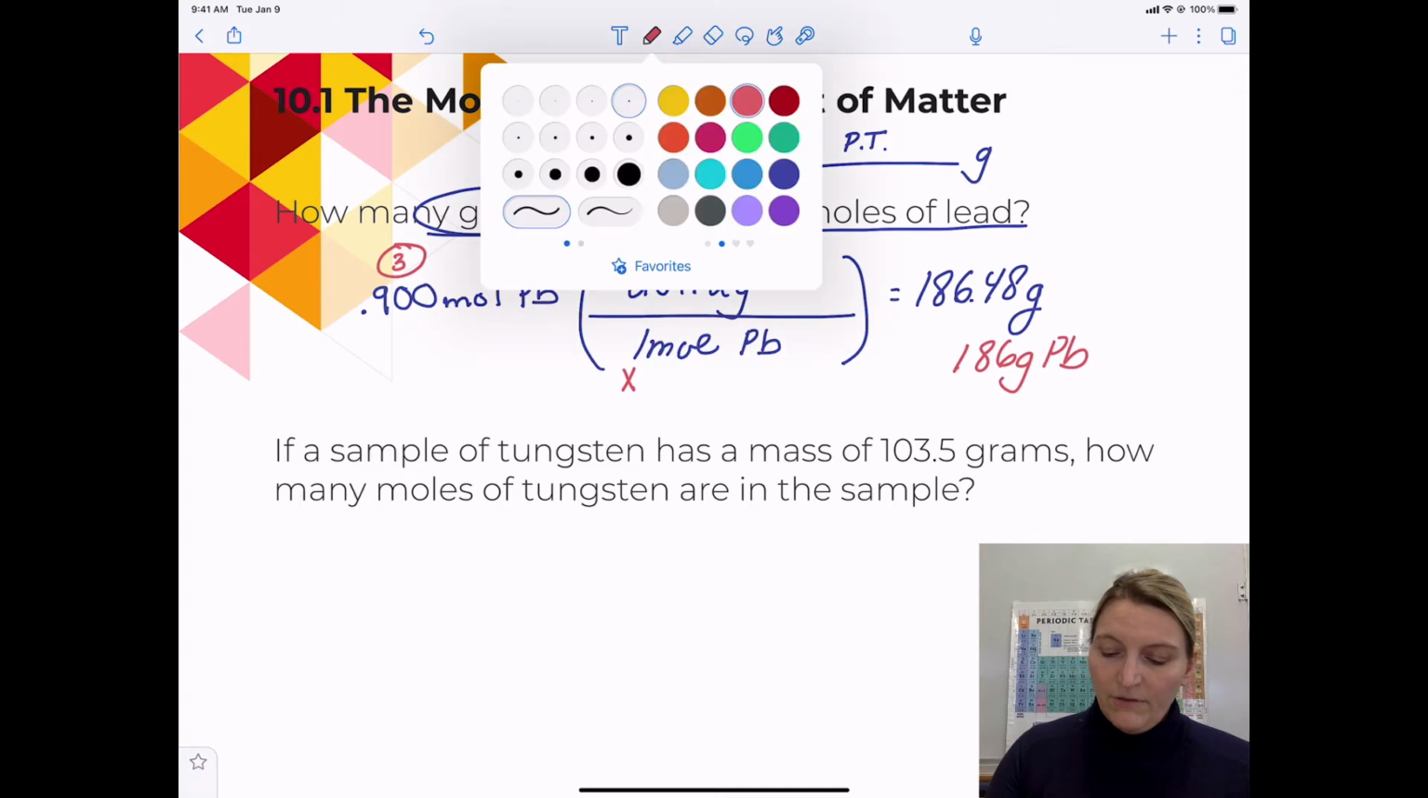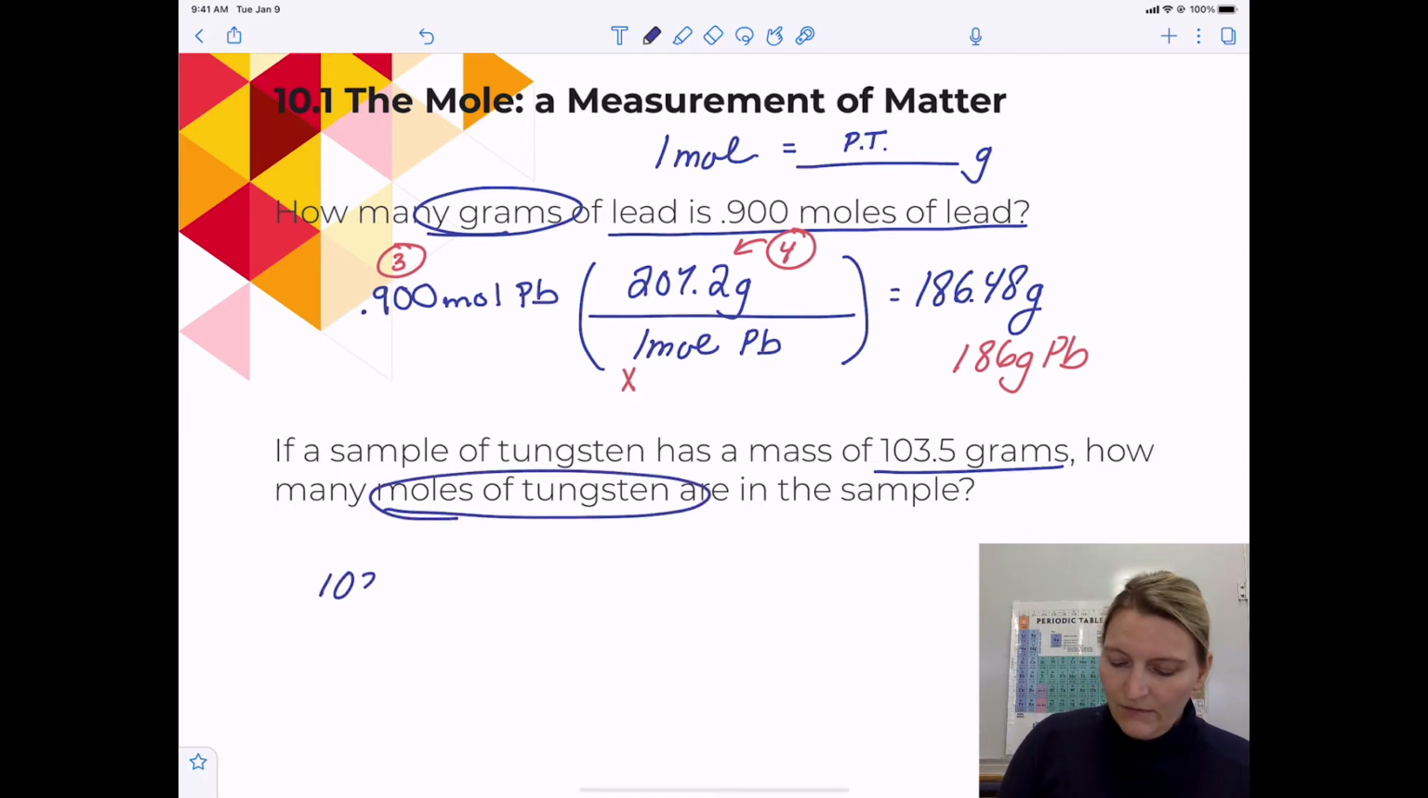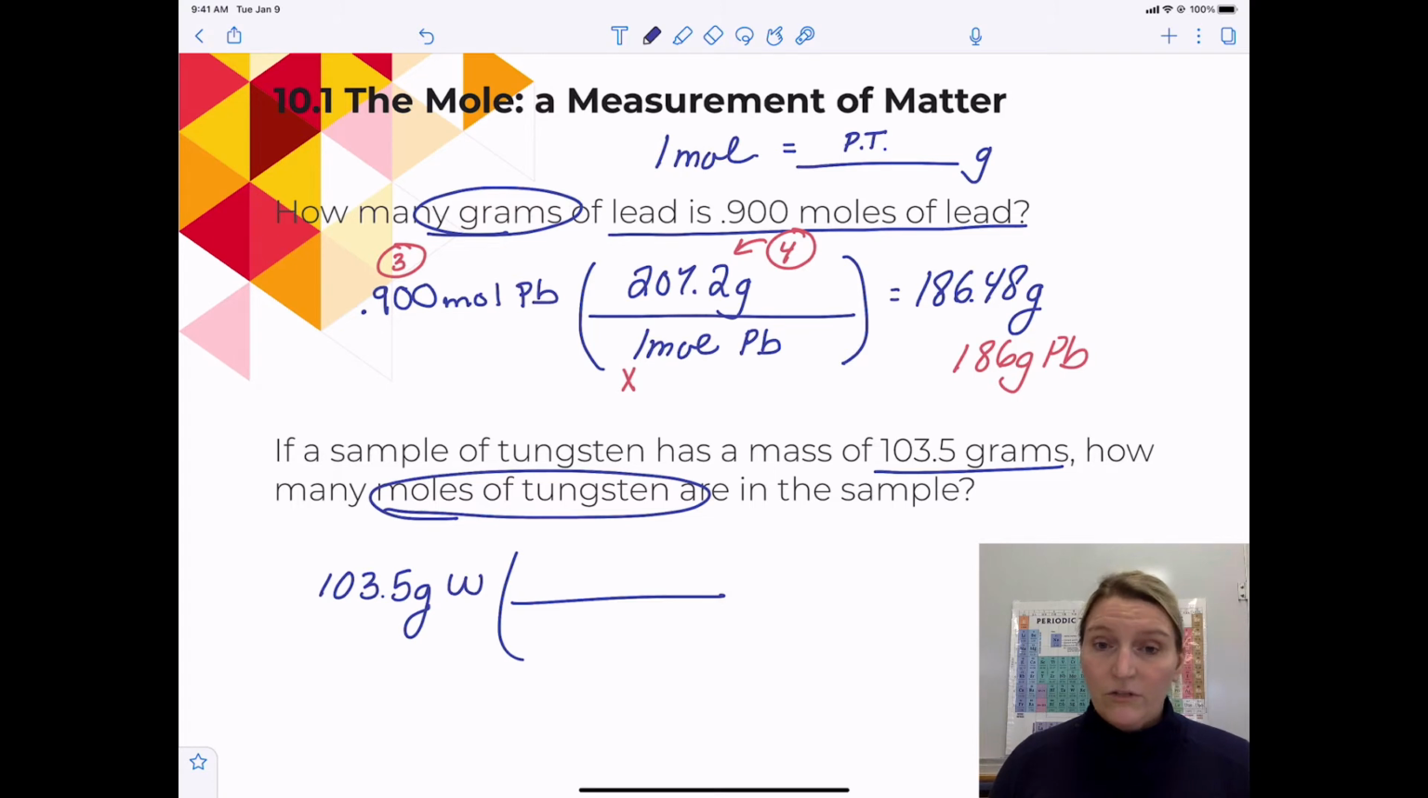A sample of tungsten has a mass of 103.5 grams. How many moles of tungsten are in the sample? So we take the number that's given to us, 103.5 grams of tungsten, and we convert it over to moles. Remember, whatever we're converting to is on the top, and we're using the same conversion factor, that 1 mole is equal to the periodic table number of grams.